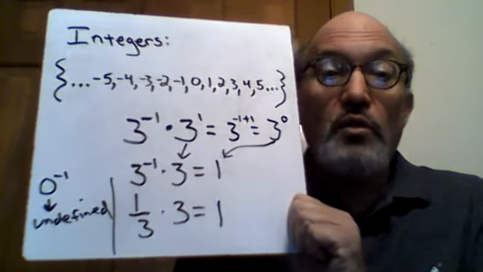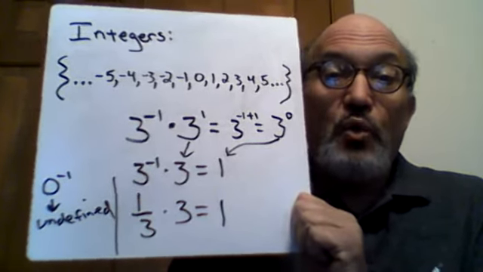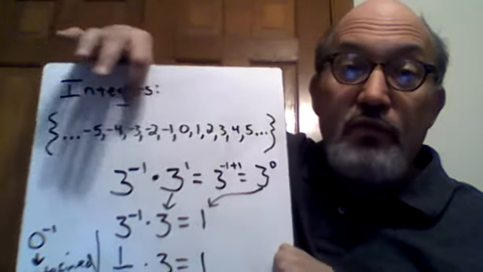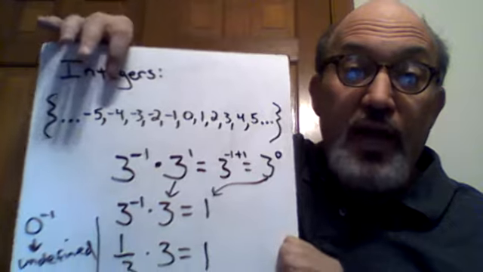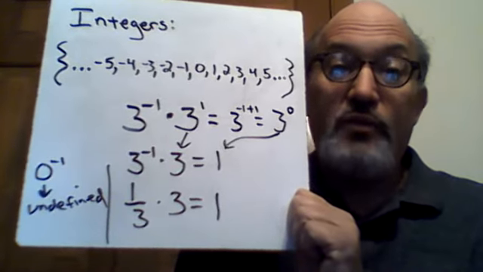So we'll close this video for now, and then in the next one, we'll explore some of the other negative integer exponents. We've already established what 3 to the negative 1 is.